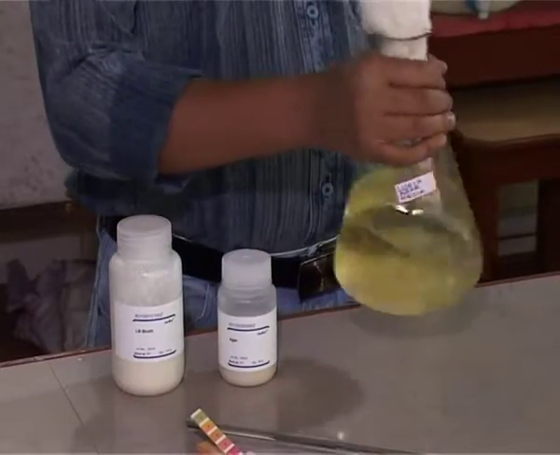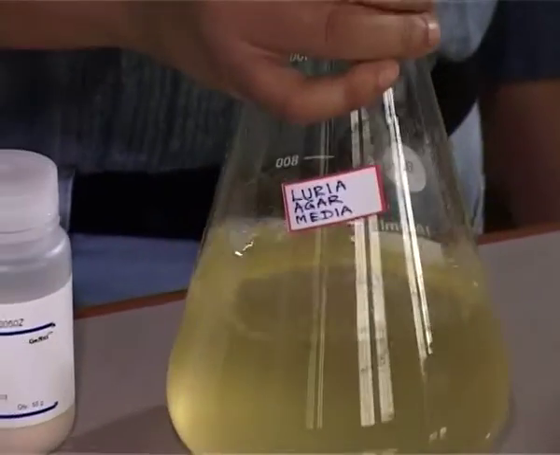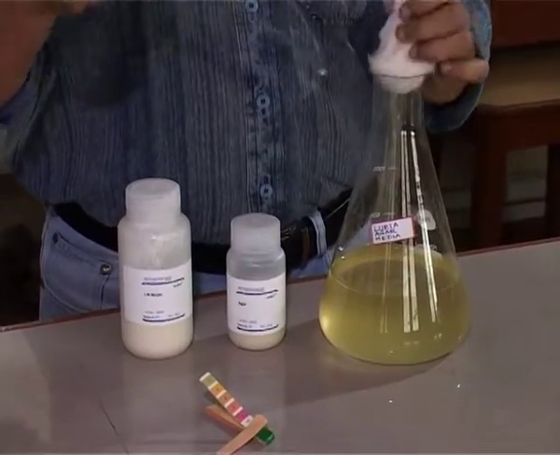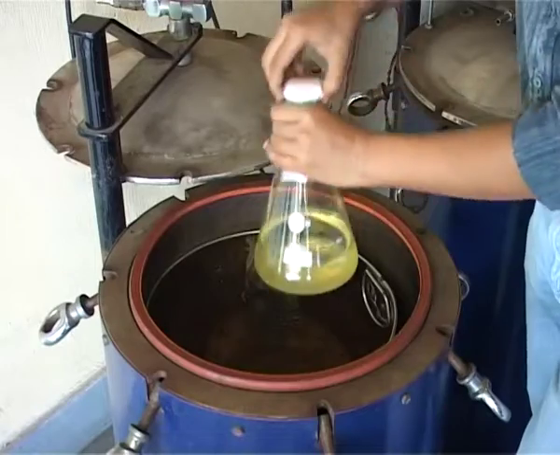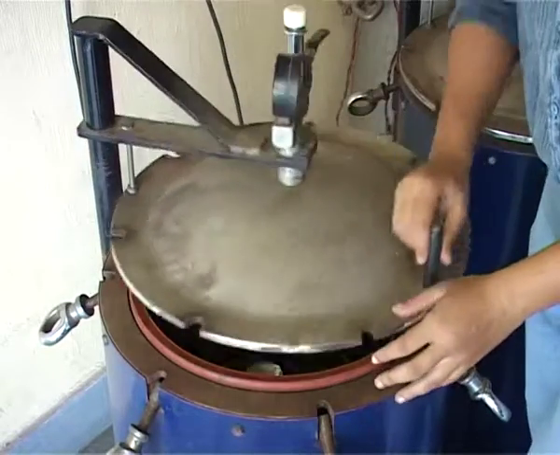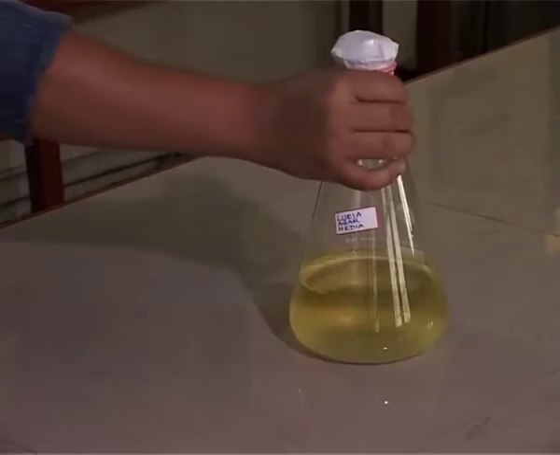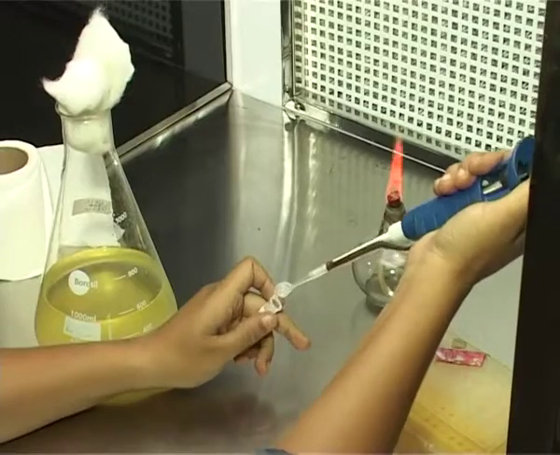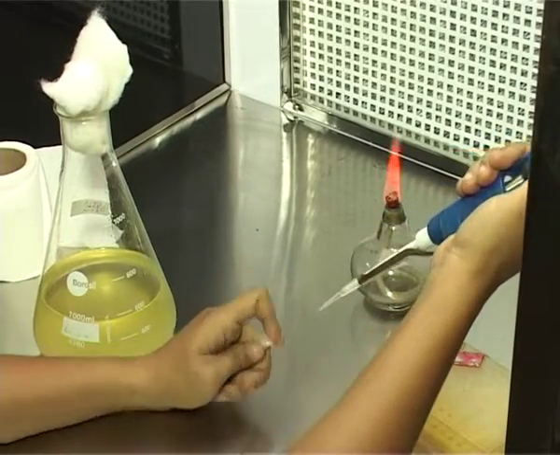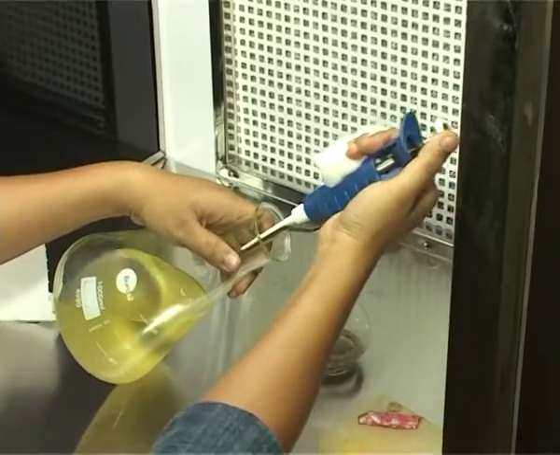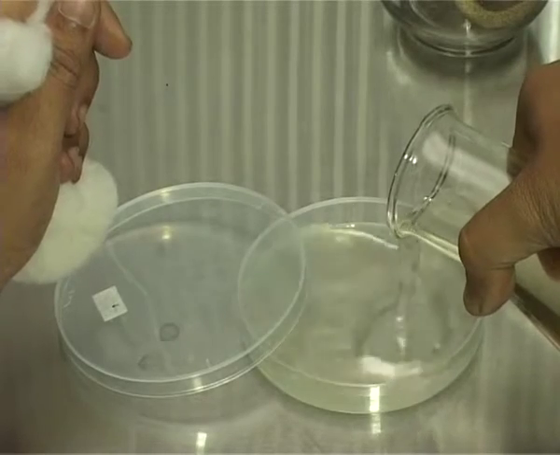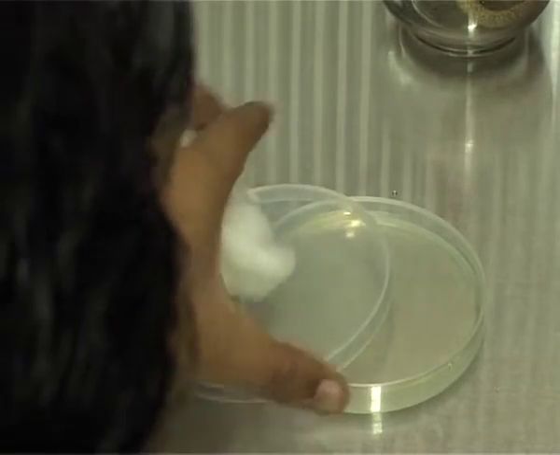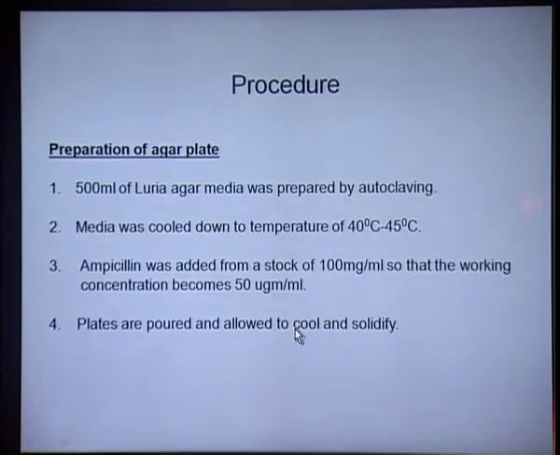We need to make 500 ml of Luria agar media, which is usually prepared by measuring the desired amount of LB, dissolving it in water, maintaining the pH at 7, and finally autoclaving it. Then this media is cooled down to a temperature of 40 to 45 degrees centigrade. After that, we will add ampicillin, because ampicillin will be destroyed at temperatures higher than 45 degrees centigrade. So we will pour the plates so that the final concentration in the plates is 50 microgram per ml. Next, the plates are poured and allowed to cool and solidify.